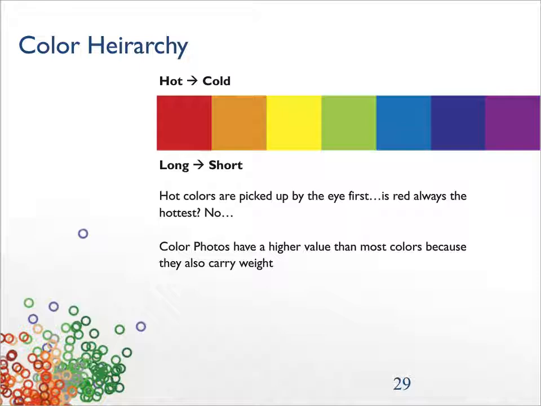Also, you want to use them sparingly. So if you have many things that are bright red, then they will all compete for the user's eye. Additionally, red has connotation, right? Red usually has a negative connotation, especially if you're dealing with financial data.